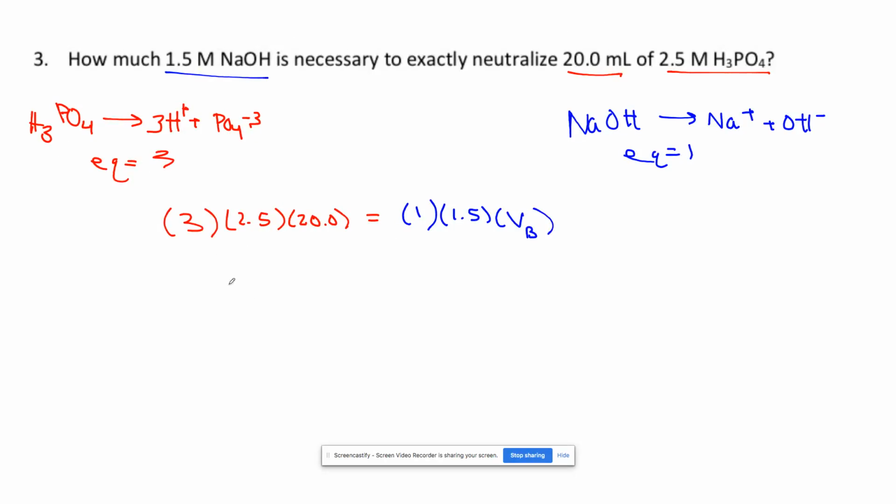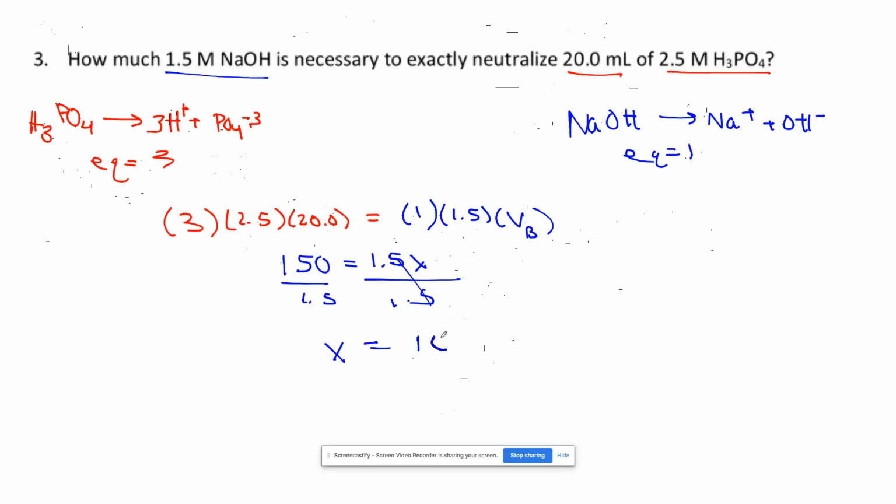Okay, so I do my math, plug these into my calculator. I get 150 equals 1.5 times X, and then divide both sides by 1.5. So X is going to be 100 milliliters. And that's the volume of the base. Sig figs: 2, 3, and 2. So you could say that to make it 2 sig figs.